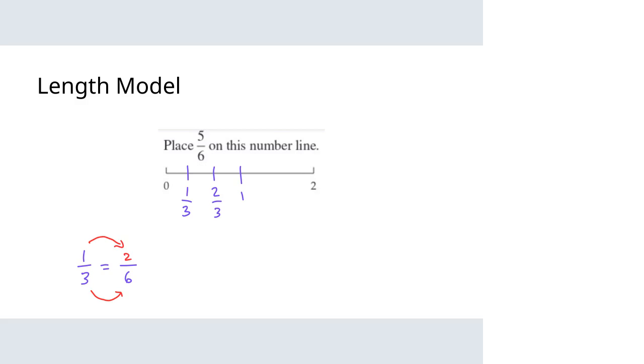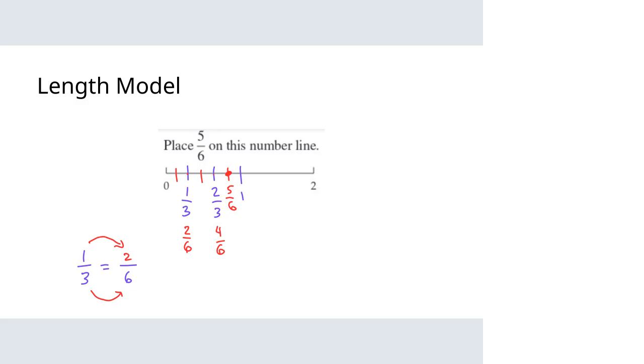You don't have to do this necessarily, but just to sort of say, okay, well, that's where 2/6 would be. And then using similar logic, this would be where 4/6 would be. And so now I have 1/6, 2/6, 3/6, 4/6. So 5/6 is going to be right there. And that's how I can go ahead and identify it.